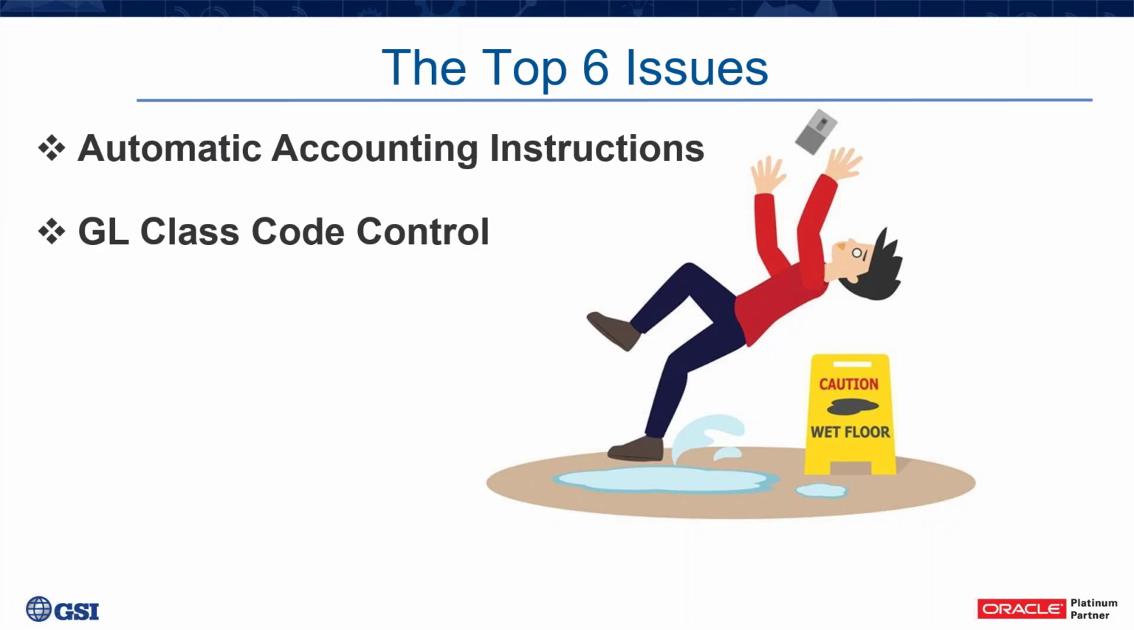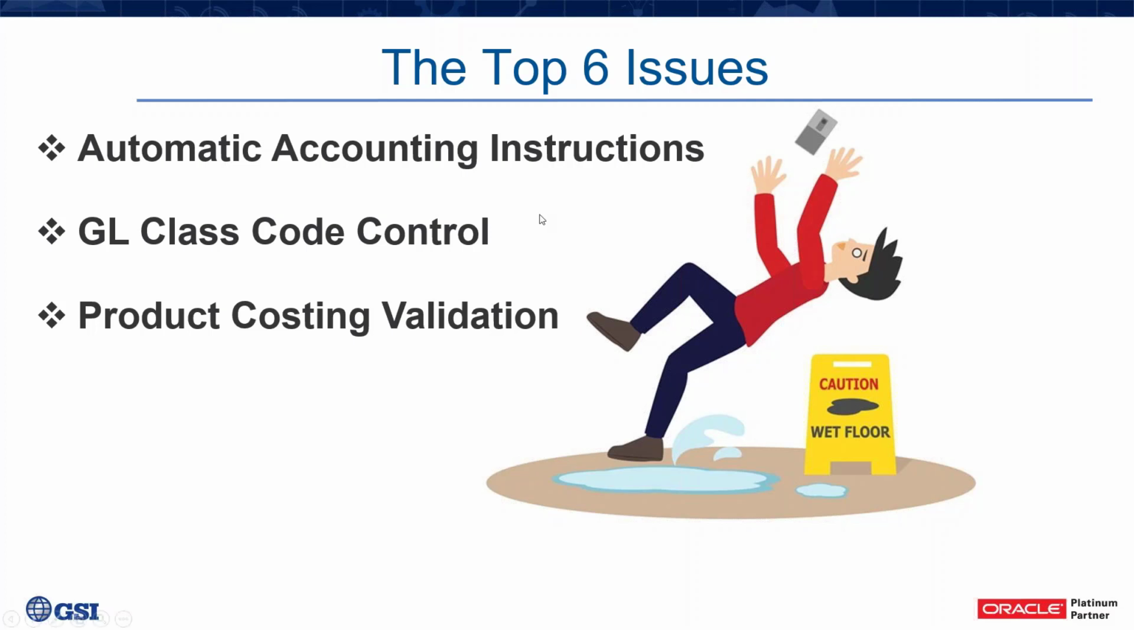GL class code control. It's not quite as simple as just going into the item master and changing a GL class code. We need to have some control processes in place in order to do it correctly. Product costing. That's a complex process. There are some integrities that we can run to make sure that everything is in place. If we have issues there, it's going to lead to variances as well.